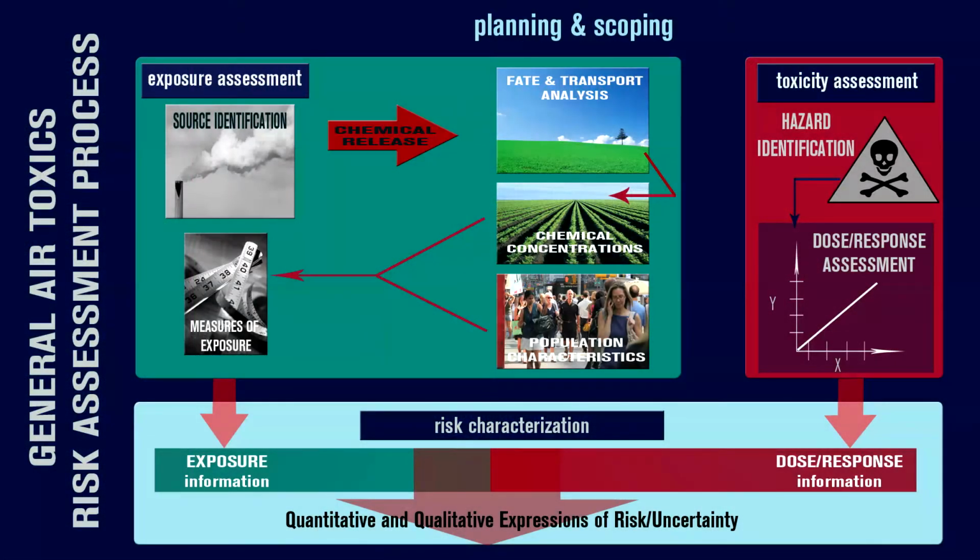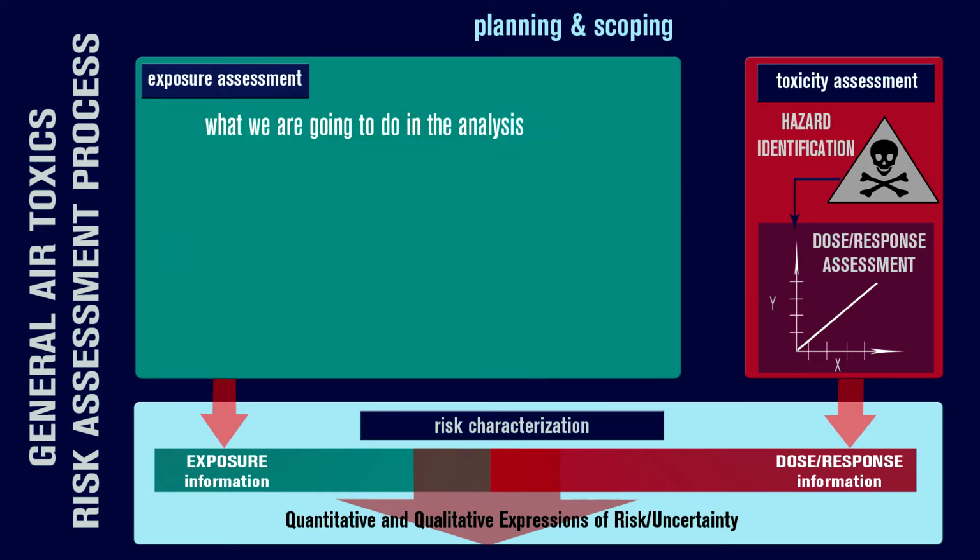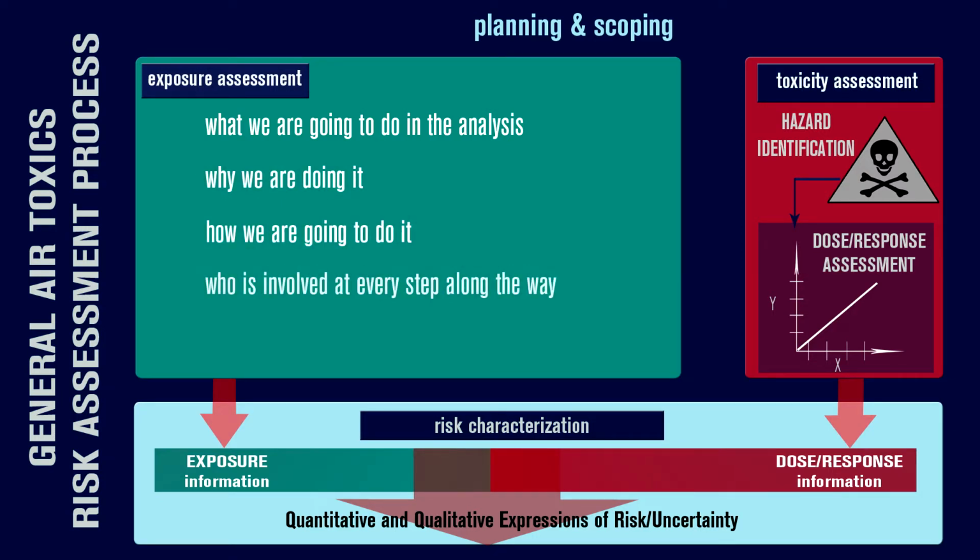Let's go back to our big picture roadmap of the process of performing an air toxics risk assessment. As you can see from the picture, the planning and scoping step encompasses the entire risk assessment process. We use the planning and scoping step to decide up front what we are going to do in the analysis, why we are doing it, how we are going to do it, who is involved at every step along the way, and what products we expect out of the process.